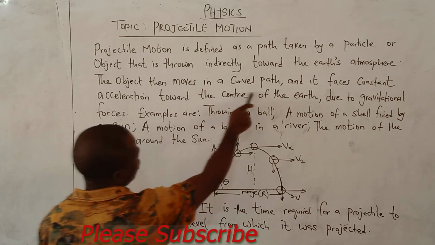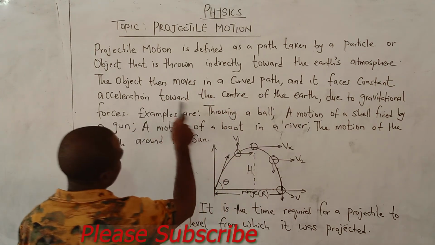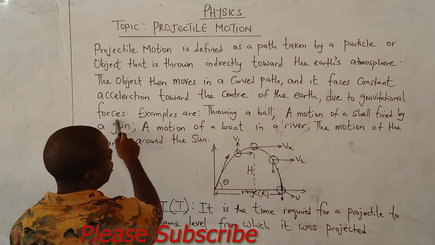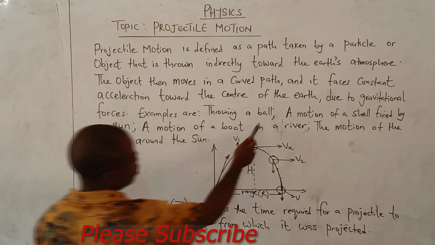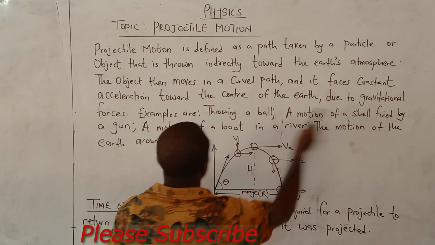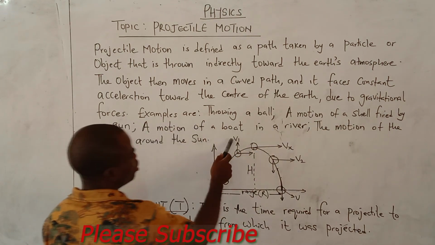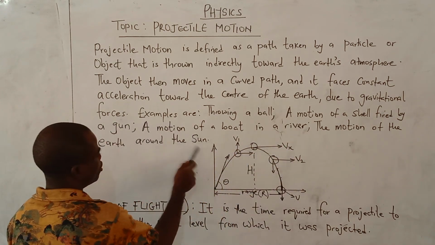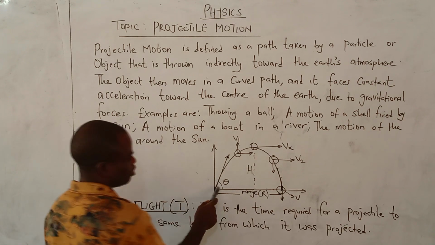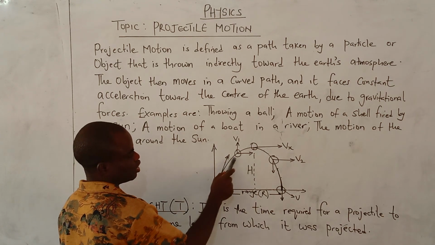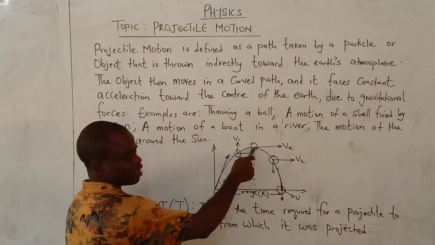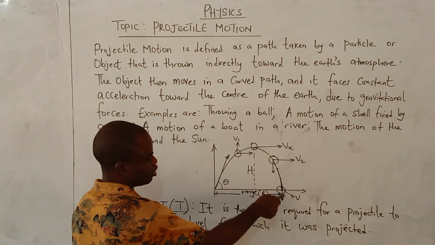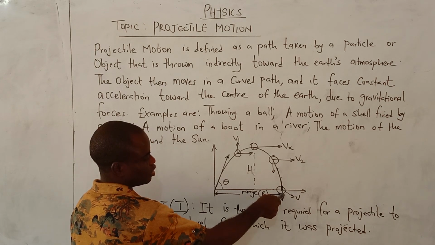The object then moves in a curved path and it faces constant acceleration toward the center of the Earth due to the gravitational forces. Examples are throwing a ball, the motion of a shell fired by a gun, the motion of a boat in the river, the motion of the Earth around the sun. This is the way the object moves, gets to this point, the highest level, and comes back to the other point.